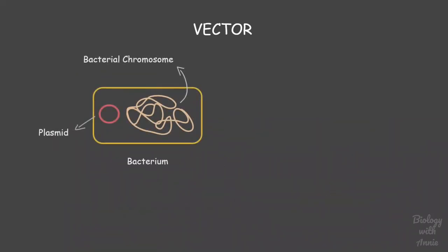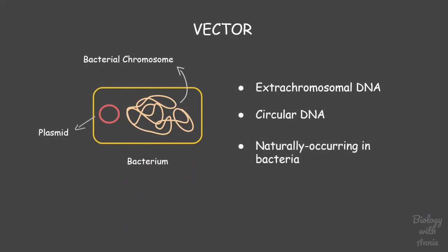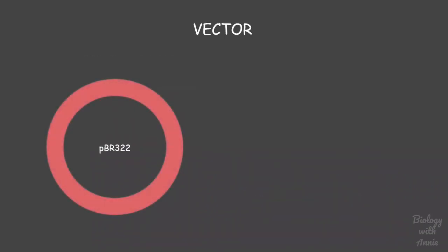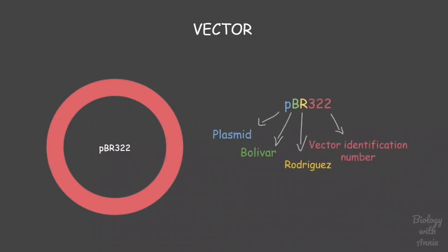There are different types of vectors, and the most commonly used one is a plasmid vector. Plasmids are extrachromosomal circular DNA found naturally occurring in bacteria. Hence, they contain the elements needed for replicating in bacterial cells. pBR322 is one of the first plasmids used for DNA cloning. It was named after the two scientists that developed it in 1977, Bolivar and Rodriguez. The number 322 was used to distinguish it from other vectors developed in their laboratory.